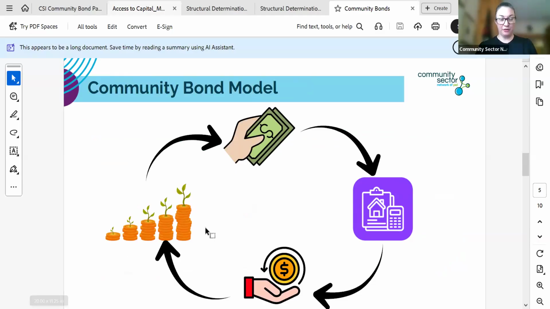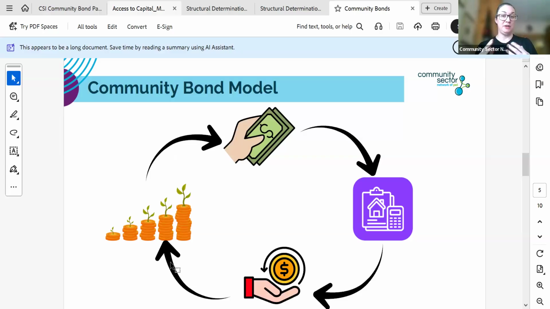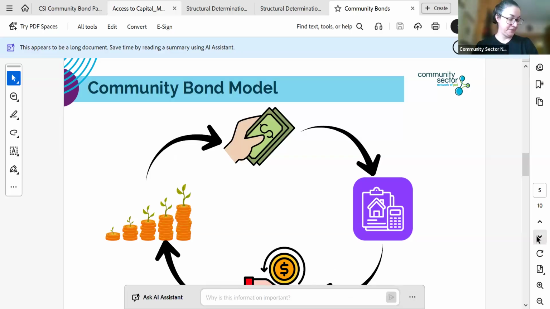If they were pleased with how the project went, pleased with their rate of return, they could then choose to reinvest in another bond that you ran to do another project. So it's this cyclical model involving the community from start to finish, including making that reinvestment really attractive.